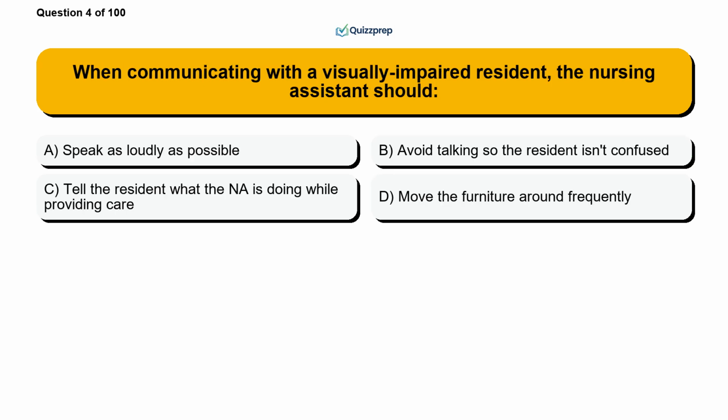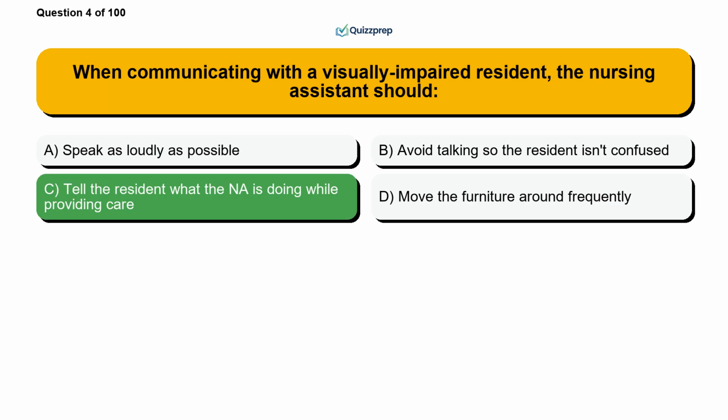Question 4. When communicating with a visually impaired resident, the nursing assistant should: Option A, speak as loudly as possible. Option B, avoid talking so the resident isn't confused. Option C, tell the resident what the NA is doing while providing care. Option D, move the furniture around frequently. The correct answer is option C, tell the resident what the NA is doing while providing care.